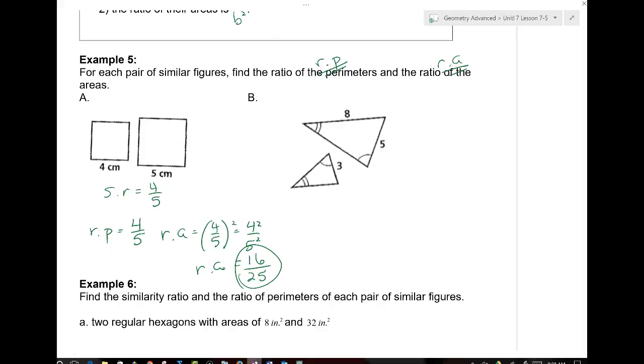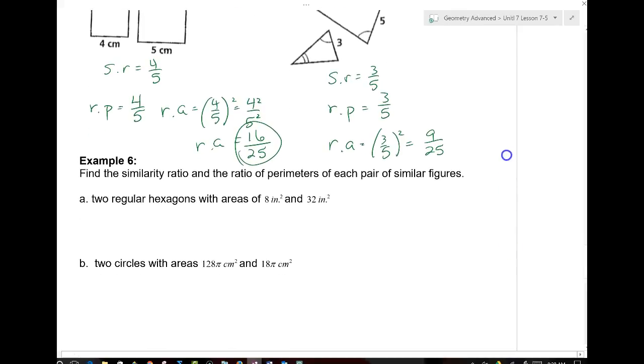Guys, what's my similarity ratio for those two triangles? Make sure you matchy-matchy. 3/5. If we go from smaller one to larger one, my similarity ratio is 3/5. What's going to be your ratio of perimeter? 3/5. See how easy this is. What's the ratio of area? 3/5 squared, which is, gotta make sure my equal sign works here, 9/25. I know, that easy.